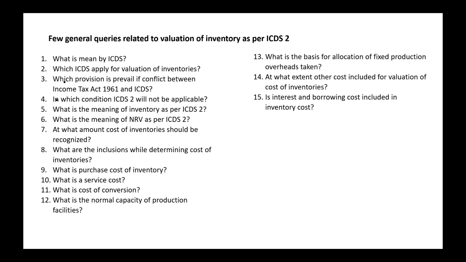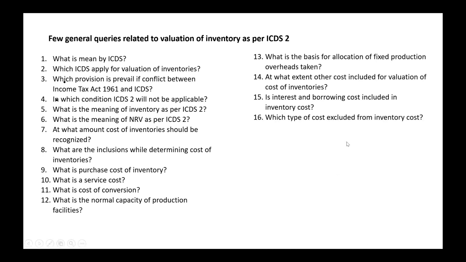Whether interest and borrowing cost needs to be included in the inventory cost: primarily we know we don't have to include it, but a specific clause is there in ICDS 2. It tells us that if a portion is required to be included, we need to include that. For that, we need to go to the relevant ICDS. I'm not able to recall exactly, but one ICDS is there, 15, 16 or something. We need to go to that and then include it.